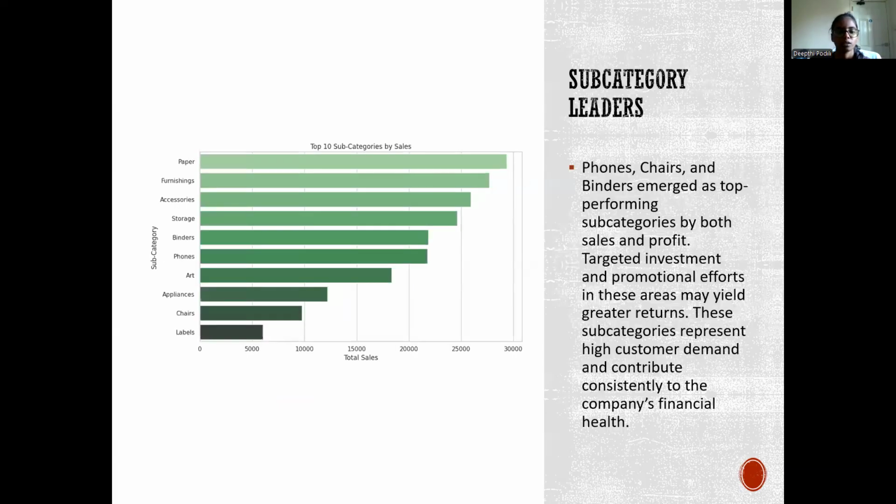Coming to the next slide, that is subcategory leaders. It is also a univariate analysis. This slide highlights the top performing subcategories based on both sales and profit. I used a horizontal bar chart to rank subcategories like phones, chairs, and binders. Phones emerged as standout performers, showing high values in both sales and profitability. This suggests that certain subcategories consistently drive business success and deserve greater strategic focus.